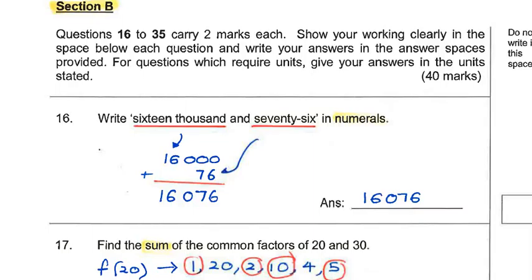Alright, this is section B of the mid-year 2015 Maths P4 paper. Okay, the first one, write 16,076 in numerals. All you have to do is change them into numerals like this, 16,076, add them up together, and this is your answer.